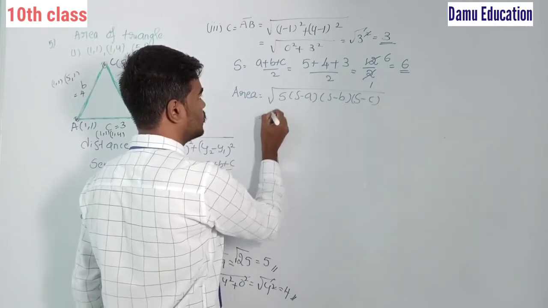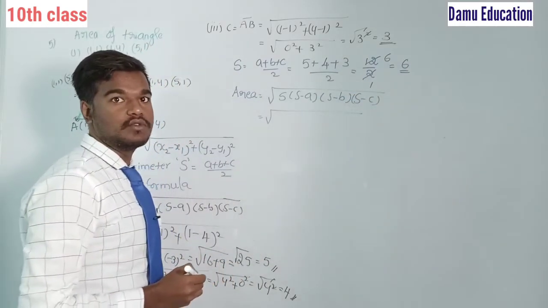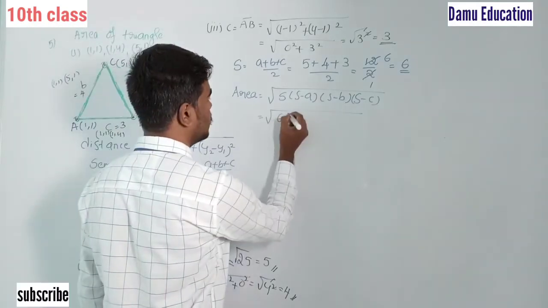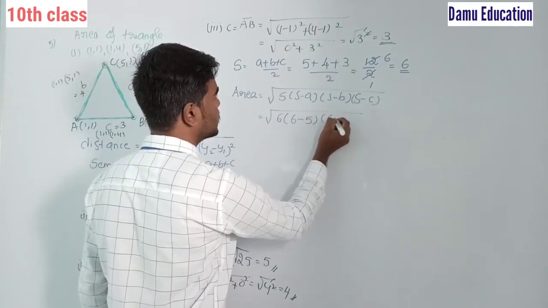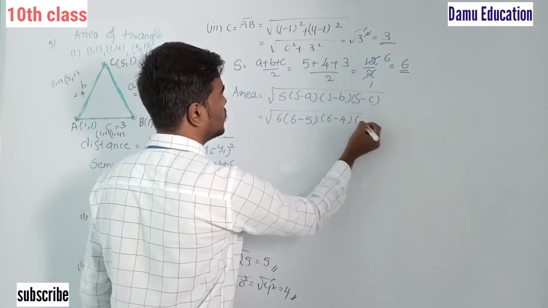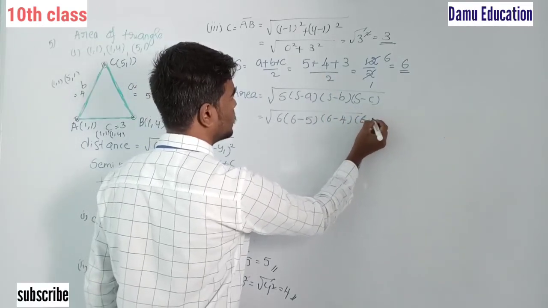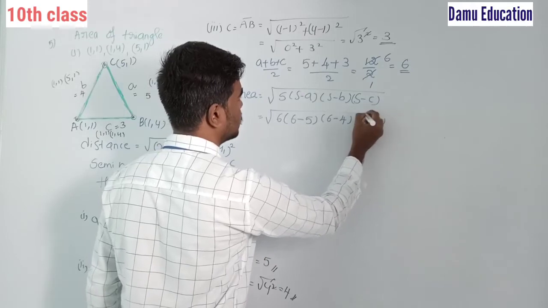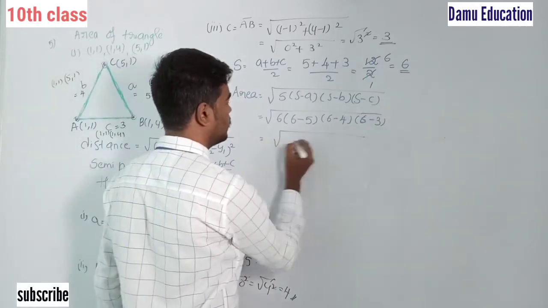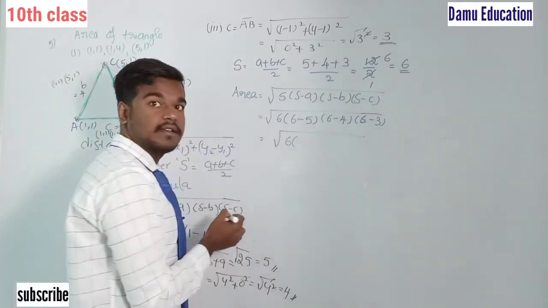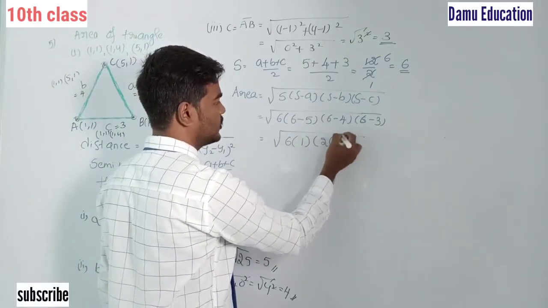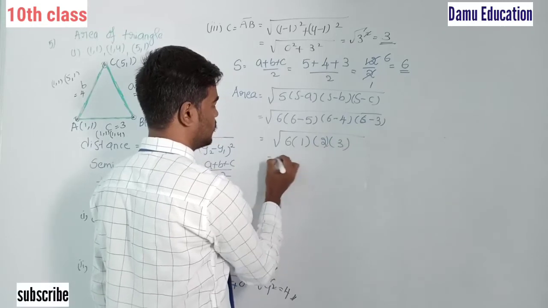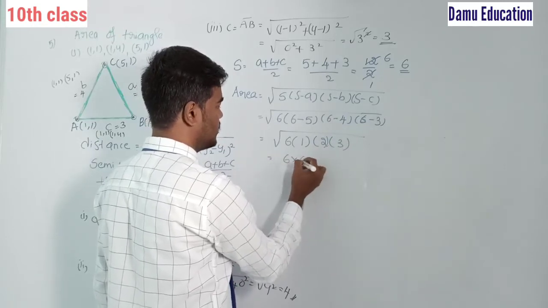So that value, square root of S, which is 6. 6 minus A will be 5, 6 minus B will be 4, then 6 minus C is 6 minus 3. That is the value: square root of 6 into 6 minus 5 is 1, 6 minus 4 is 2, 6 minus 3 is 3. So that is 6 into 2, 3s are 6.